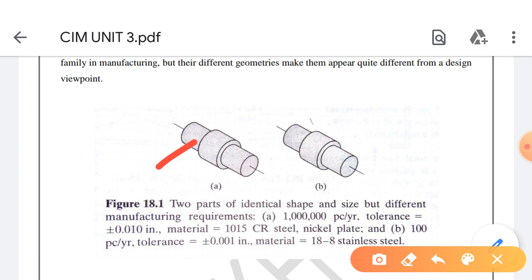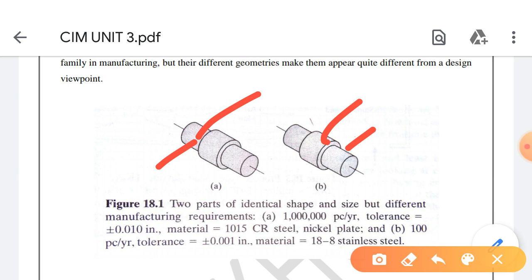Example, tolerance is given very tight here, 0.001 inch for the first one. For the second one, it is 0.001. The first object is required in a quantity of 10 lakh pieces per year, but the second component is required at only 100 pieces per year. And its material is steel nickel, and the other is 18-8 stainless steel.